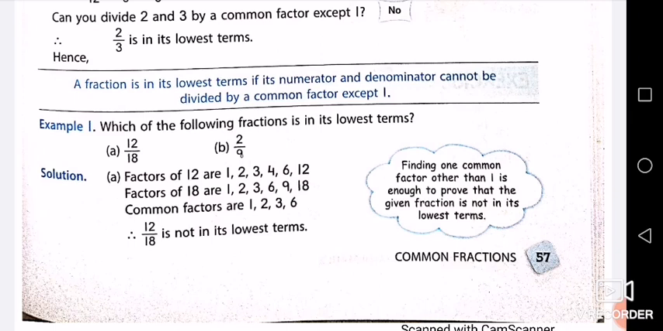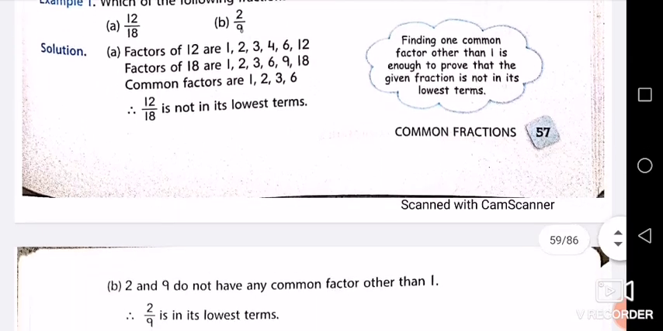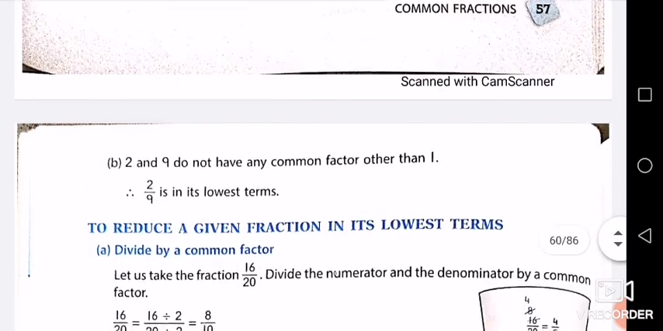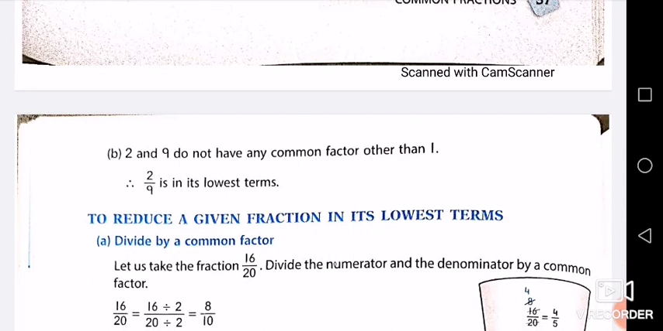Finding one common factor other than 1 is enough to prove that a given fraction is not in its lowest term. So let's move to the next part, B part. Now 2 and 9 do not have any common factor other than 1. Therefore 2 by 9 is in its lowest term. So I hope this rule is also clear to you all.